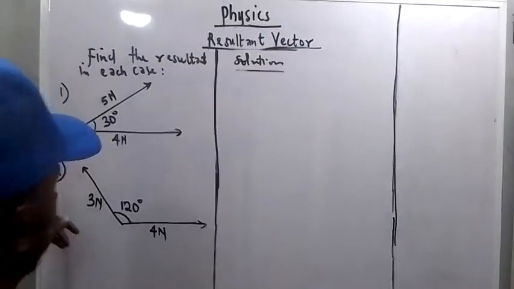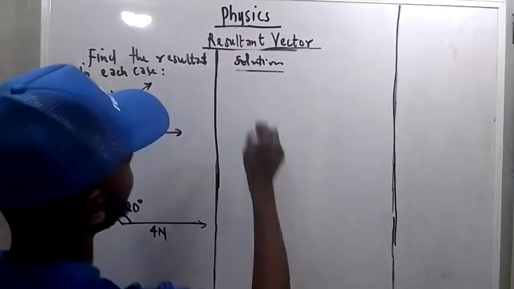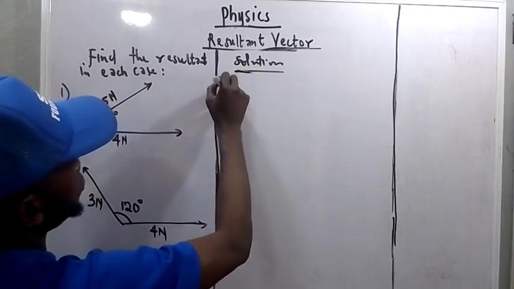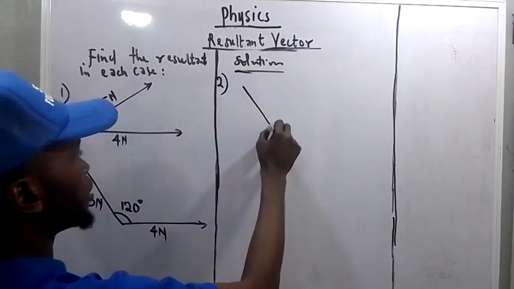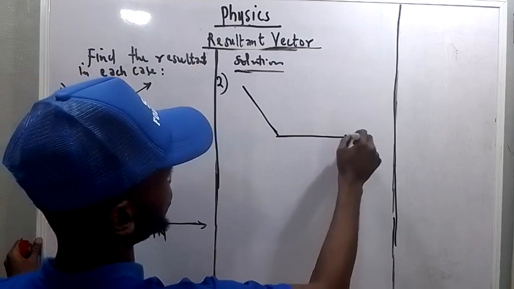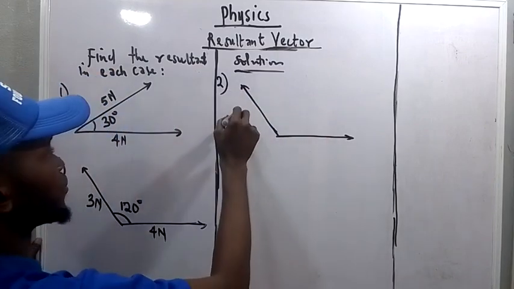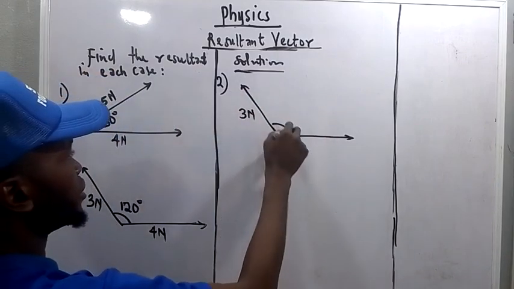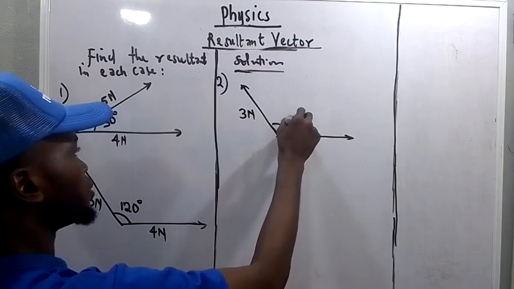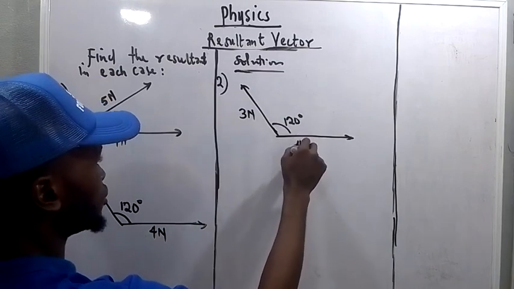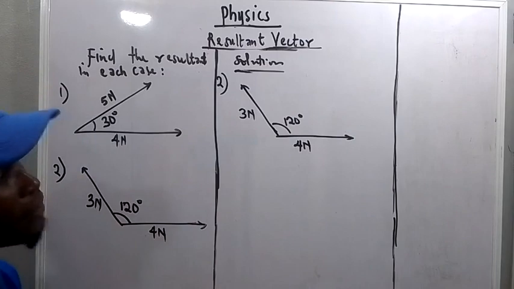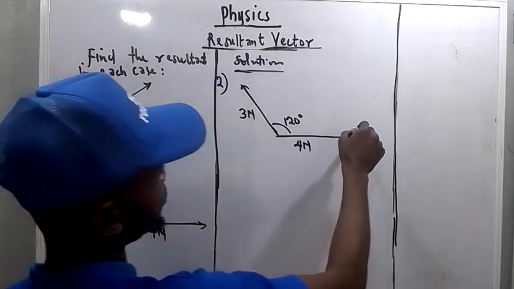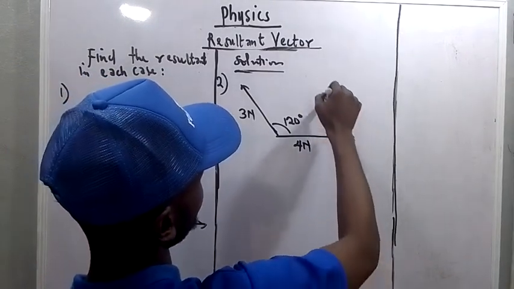Let us see question 2 and I promise to solve it in this video. Question 2 says we have two vectors. We have 3 Newton here and the angle between them is 120 degrees, and there is a 4 Newton force here. Now, by the parallelogram law, we need to complete this parallelogram.